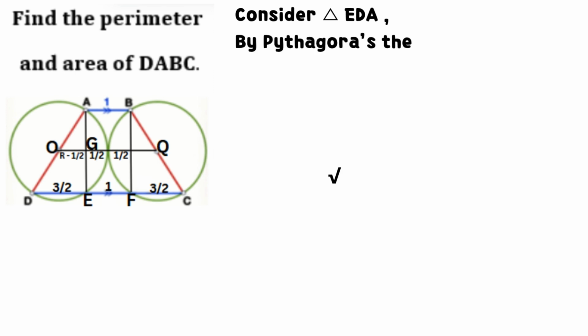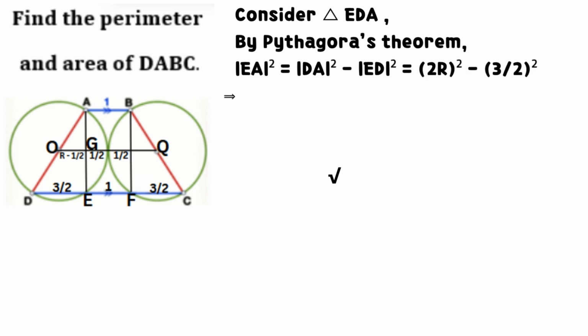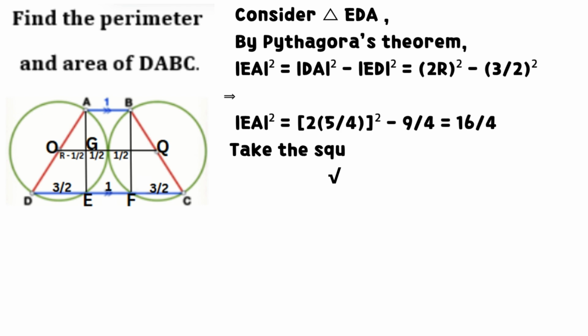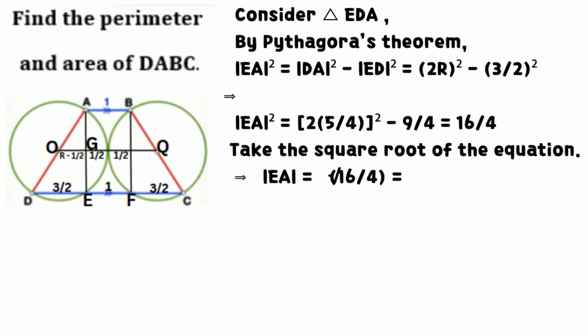Consider triangle EDA. By Pythagoras theorem, the square of line EA equals the square of line DA minus the square of line ED, that is, the square of 2 times R minus the square of half of 3. It follows that the square of line EA equals 16 divided by 4. Take the square root of the equation. This implies that line EA equals 2.